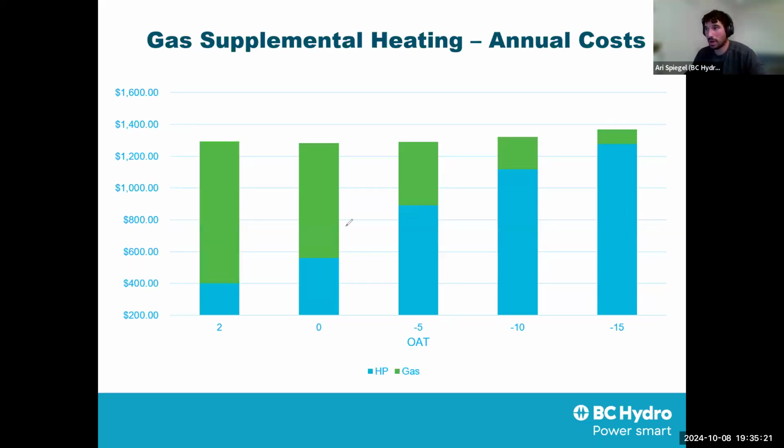Same slide, I just want to show how that breakdown looks now. We've got the heat pump in blue and the gas system in green. At 2 degrees, the heat pump is contributing very little. You're largely on gas. At -15 on the other end, the heat pump is doing a lot, and you're just topping up that little bit with gas systems.